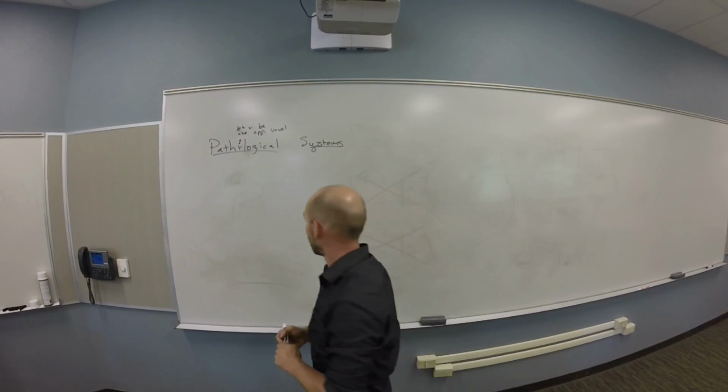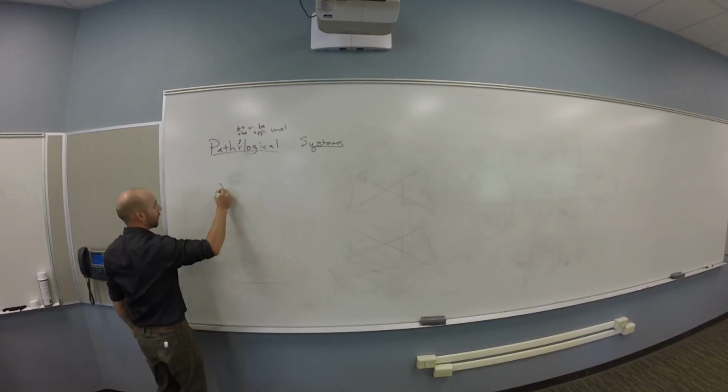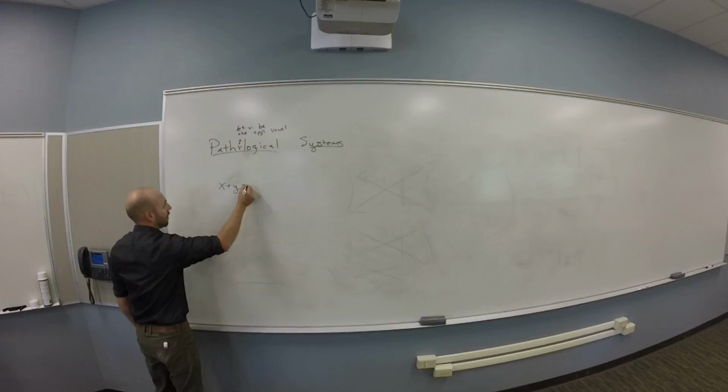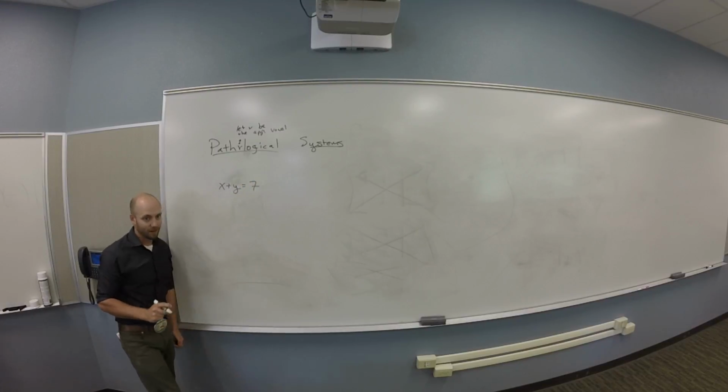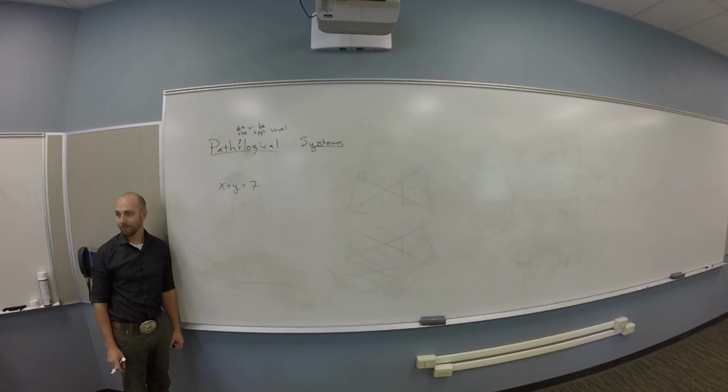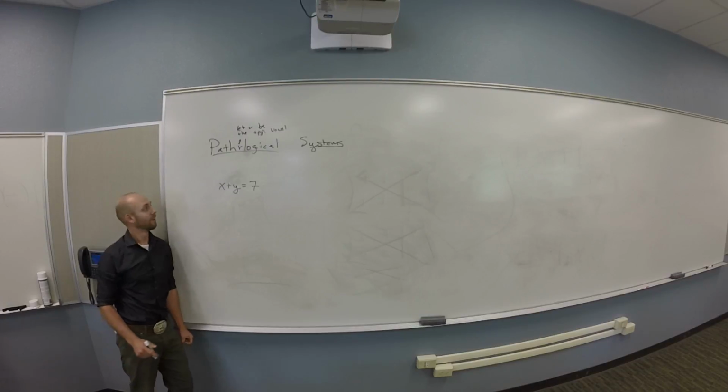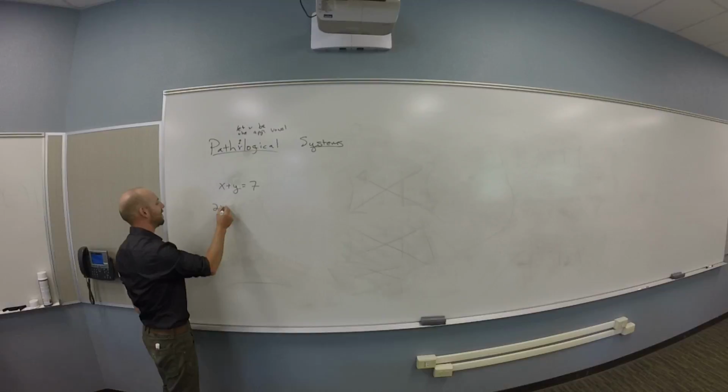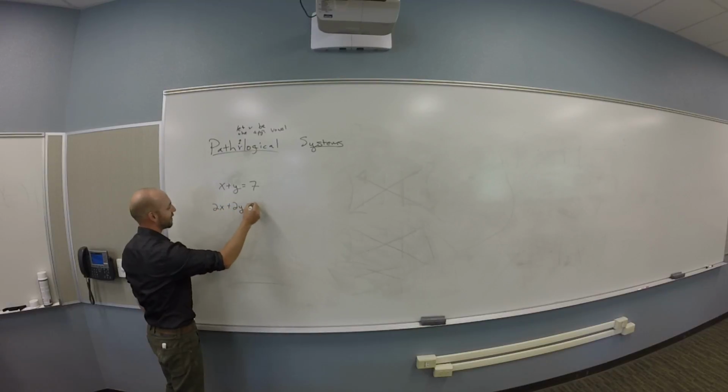Okay, so what's a pathological example the other way? Anybody give me a second equation with x plus y is 7 to make the other thing happen? 2x plus 2y equals 14. Oh, that's super clever. I was going to do the really dumb one.